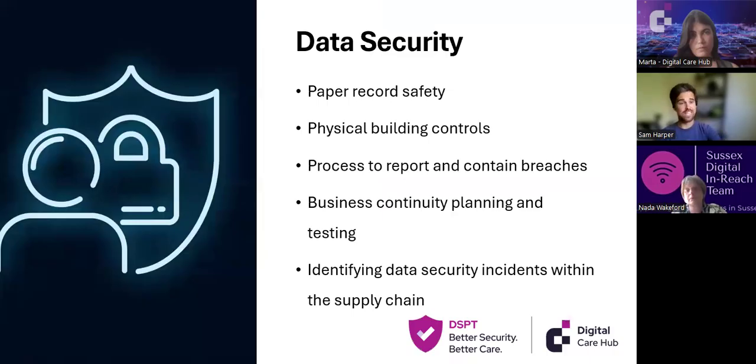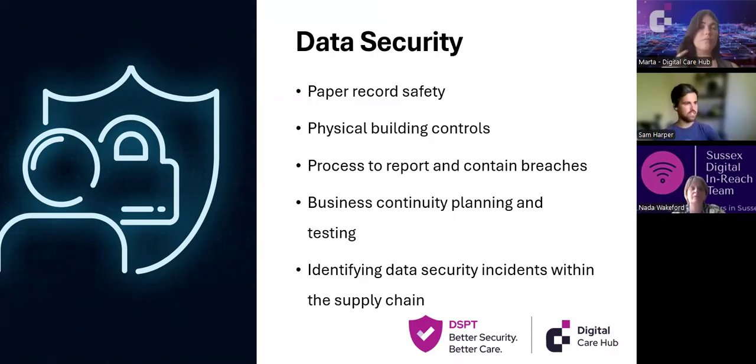And that takes us to data security as well. As I said, DSPT focuses on all aspects of information governance. So it will take you through paper record safety, so not just digital systems. It will also look at the physical building controls that you have in place. So in your physical office or premises, how are you protecting that area? How are you protecting personal data within that environment? It'll also go through how to report and contain breaches. So it'll ensure that you have a plan in place, and again, you're able to demonstrate that, and you will know what to do if there is a breach.